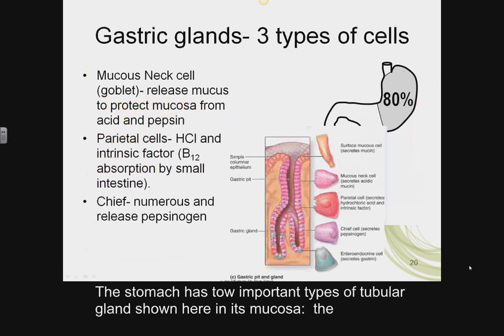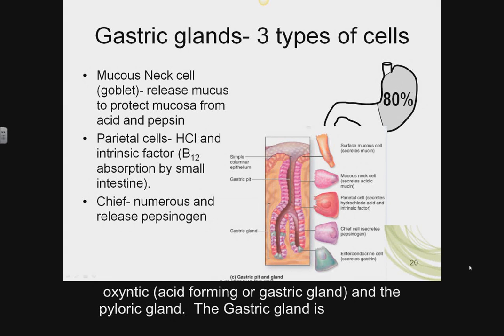The stomach has 2 important types of tubular glands. Your textbook only shows 1. There are 2 tubular glands. First of all, please stop and focus on this picture. There's a difference between a gastric pit and the tubular glands that I'm referring to.